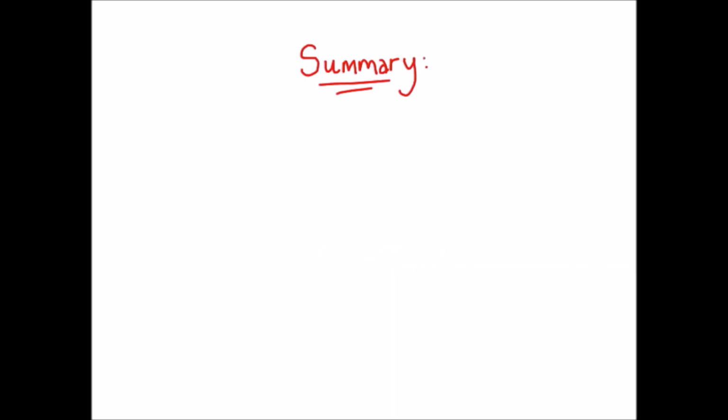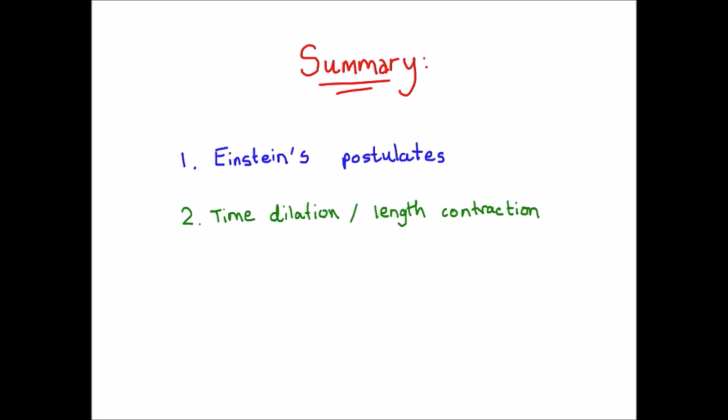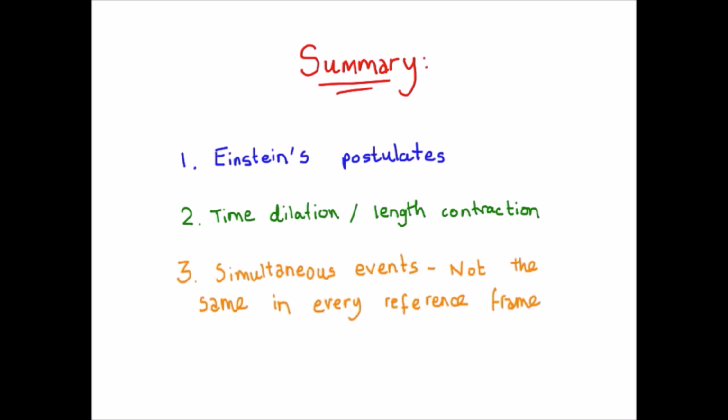To summarise, we looked at Einstein's postulates, including how light must travel at a universal constant, c. This led to some problems, which showed that time dilation and length contraction must occur. Finally, we looked at simultaneous events and how they're not the same in every reference frame.